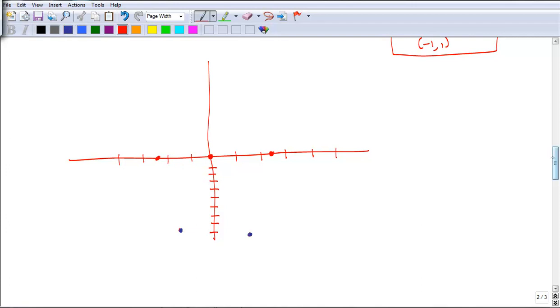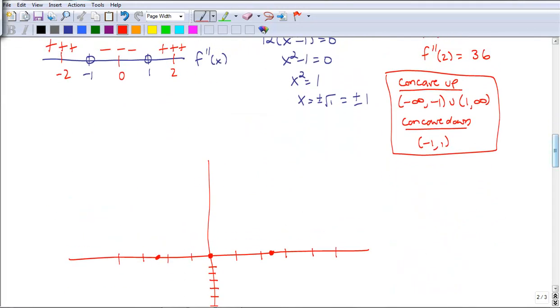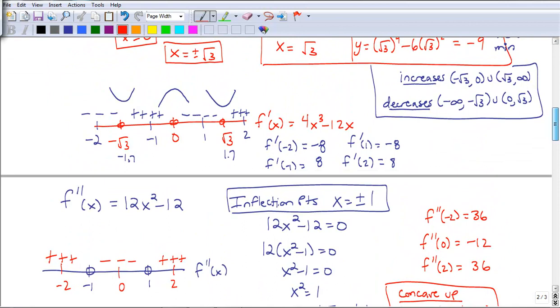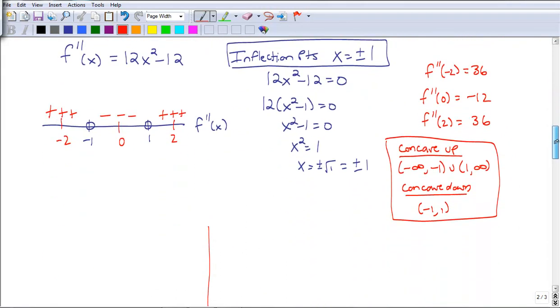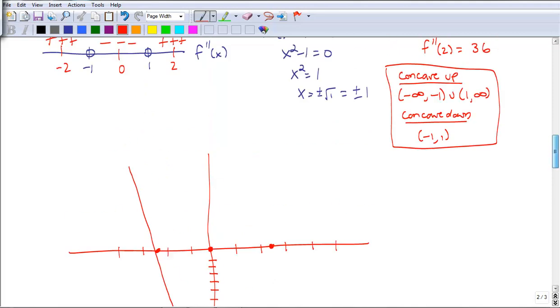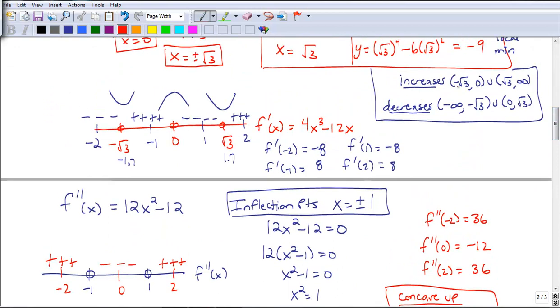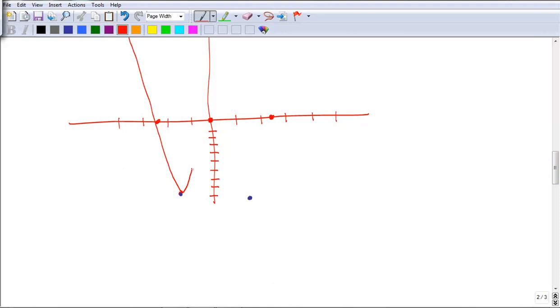And now I can draw the graph. I know that to the left of negative root 3, my first critical point, from negative infinity to negative root 3, the function has to be decreasing. So this function has to be getting smaller and decreasing. Now between negative root 3 and 0, my function is increasing. So that means I have to turn around and come back up to the 0, 0 mark.